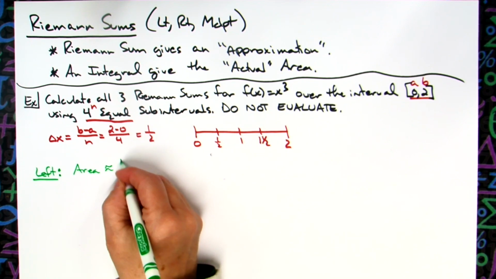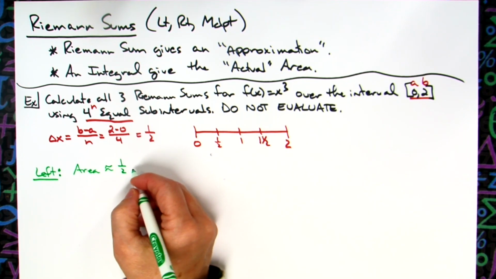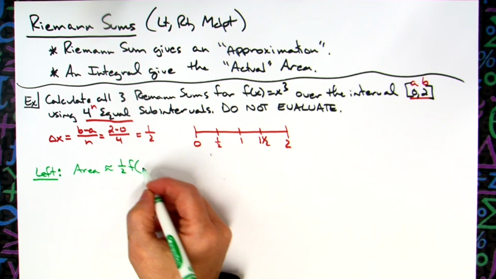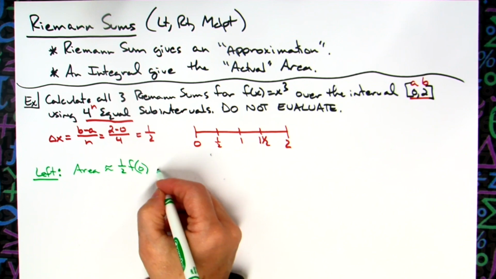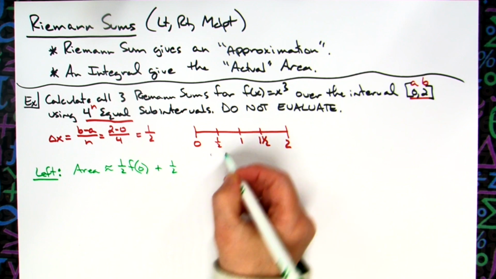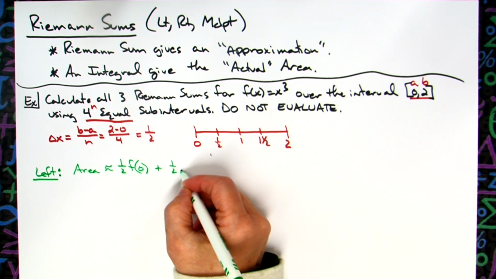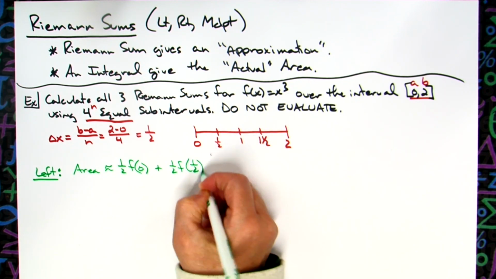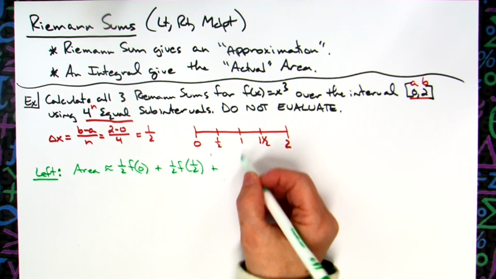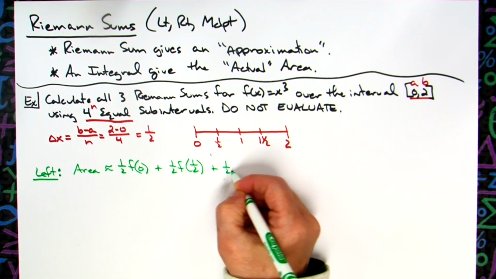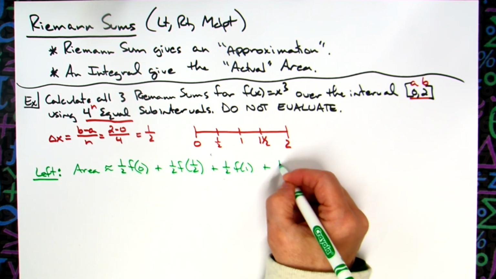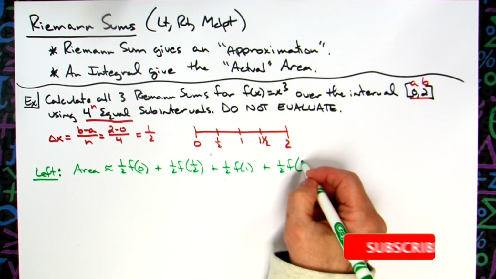So let's go ahead and do each one of them. It's going to be the width, 1/2, times the height, which will be f of, we're plugging in the left, so 0. And then 1/2 times the next rectangle, the left would be a 1/2, so f of 1/2. Next rectangle is going to be the 1 to 1 1/2, so our left endpoint is going to be our 1, 1/2 f of 1. Last rectangle, 1/2 f of 1 and 1/2.